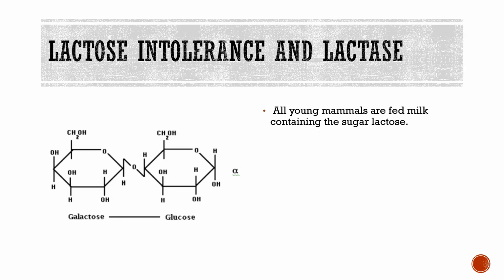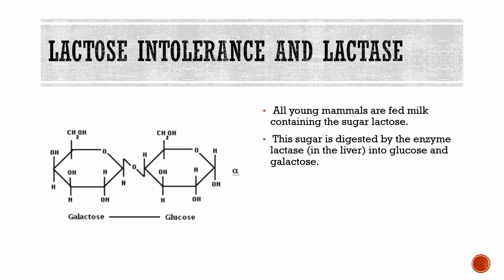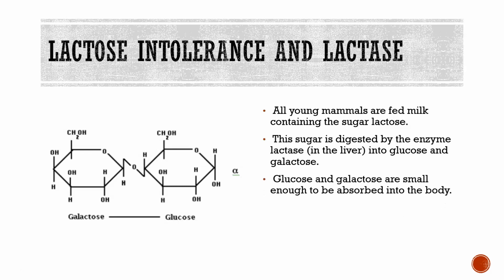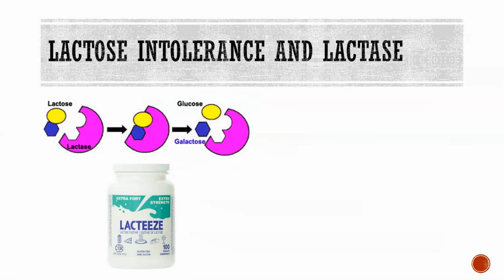Now, all young mammals are fed milk containing the sugar lactose. This sugar is digested by the enzyme lactase in the liver, and it's broken down into glucose and galactose. Glucose and galactose are small enough to be absorbed into the body. Now, some people cannot make the enzyme lactase and therefore are lactose intolerant because they cannot break down the lactose.